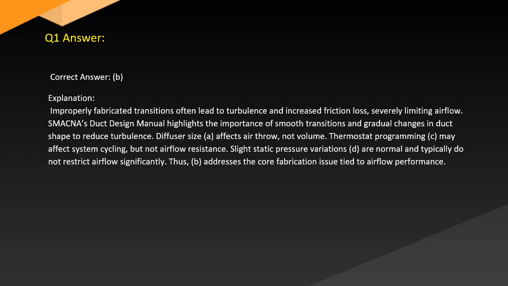Improperly fabricated transitions often lead to turbulence and increased friction loss, severely limiting airflow. SMACNA's duct design manual highlights the importance of smooth transitions and gradual changes in duct shape to reduce turbulence. Diffuser size, A, affects airflow distribution, not volume. Thermostat programming, C, may affect system cycling but not airflow resistance. Slight static pressure variations, D, are normal and typically do not restrict airflow significantly. Thus, B addresses the core fabrication issue tied to airflow performance.